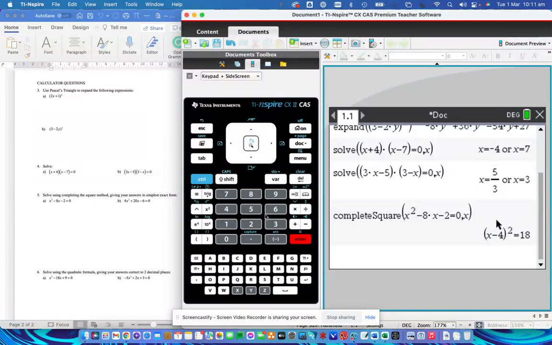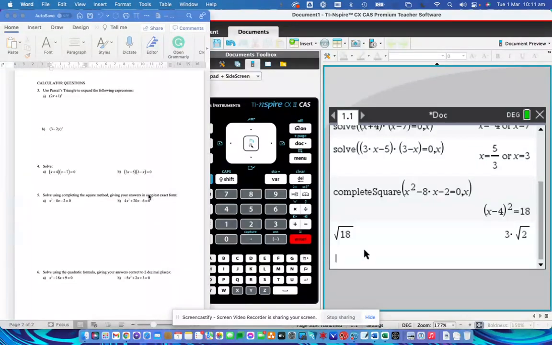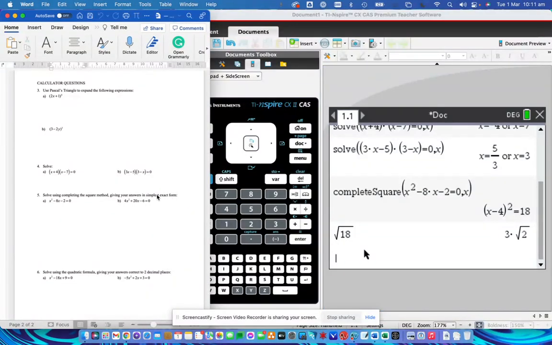It does say solve. So on paper, you'd probably square root both sides, and so you'd go x minus 4, you'd write down, and then square root of 18, 3 root 2, so it simplified it for you. And then because it says exact form, sorry, I'll just explain things as I go along. I apologize, it's a bit rambly.